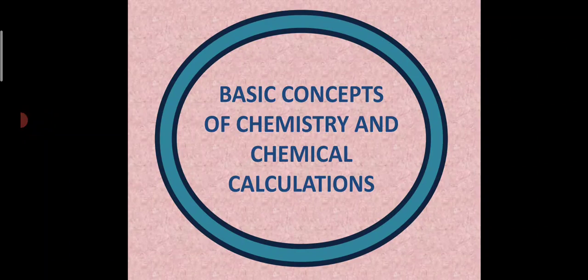So, we have been discussing this lesson in the last classes, basic concepts of chemistry and chemical calculations. We are about to finish this lesson by next class. In the last class we discussed the stoichiometry calculations and limiting reagents. Do you all remember how to calculate the limiting reagent and what stoichiometry calculation is, all that we discussed in the last class?